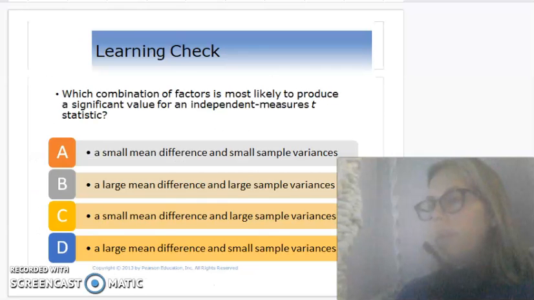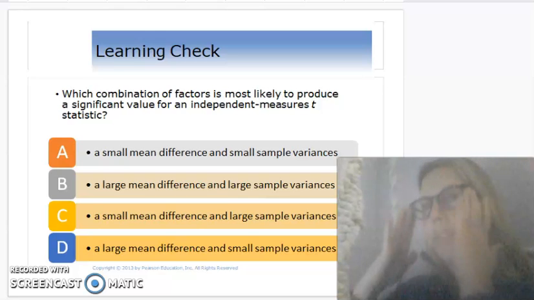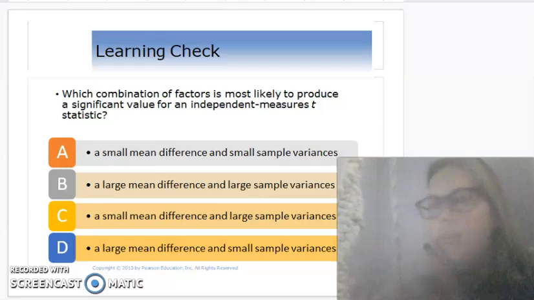So I wanted to wrap up thinking about what you now know about t. T is mean differences over estimated standard error, and that's going to be the case for all t's. And estimated standard error is going to be connected to sample size as well as variance. So I want you to think about this learning check. If I wanted to make a significant t, which means I want my t to be big, right? I want it in that critical value region. What would I want, right?